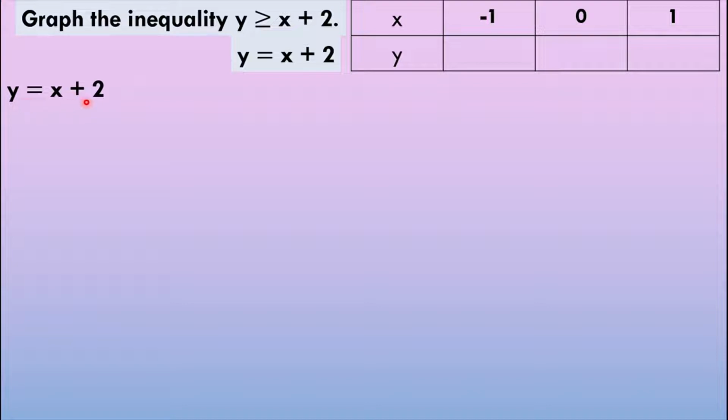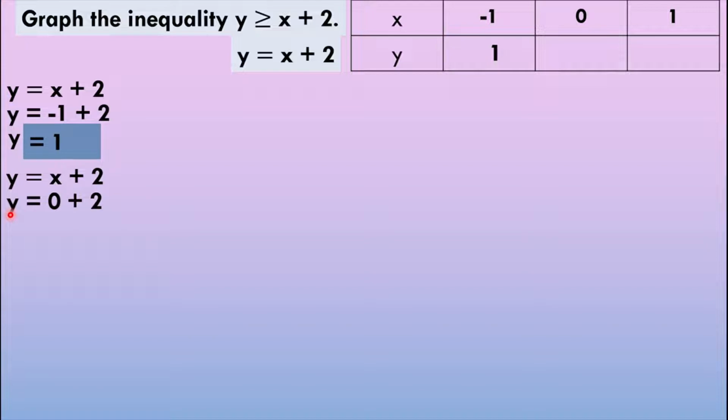Okay, y is equal to x plus 2. So, solve for y: substitute the value of x, negative 1 plus 2. Then, y is equal to negative 1 plus 2, we have positive 1. So, when x is negative 1, y is positive 1. Next, solve for y when x is 0. So, y is equal to x plus 2. Substitute 0 for x, we have y is equal to 0 plus 2. Then, add 0 and 2, we have y is equal to positive 2. So, when x is 0, y is positive 2.